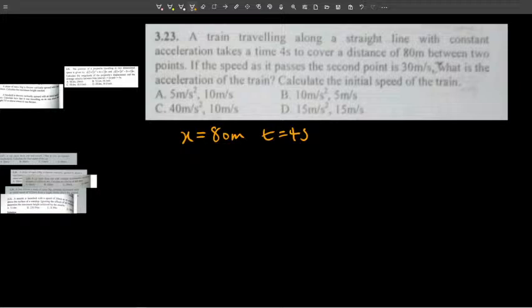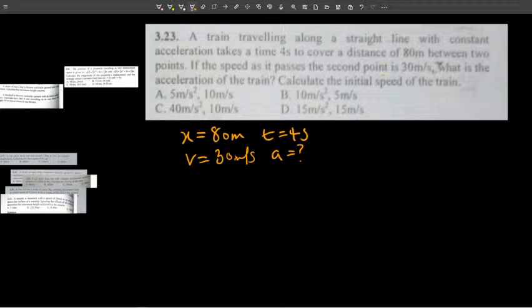Okay. So the speed as it passes the second point, v, is 30 meters per second. So what is the acceleration of the train? That's the first thing. Let's look for the acceleration of the train. What can we use? What formula can we use? So what's the acceleration of the train?